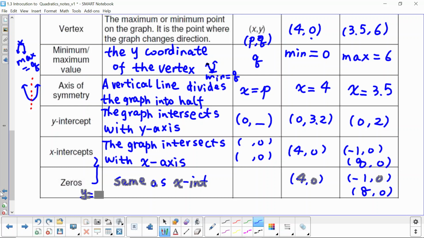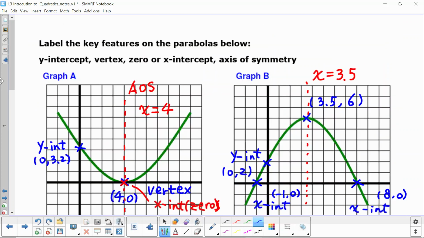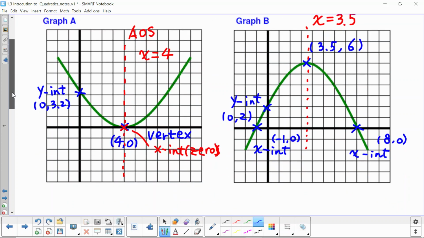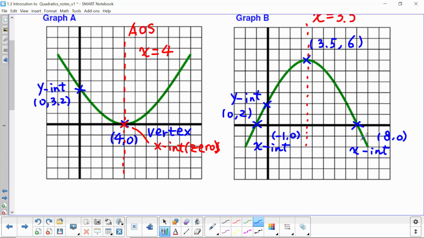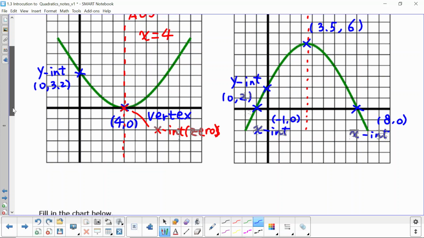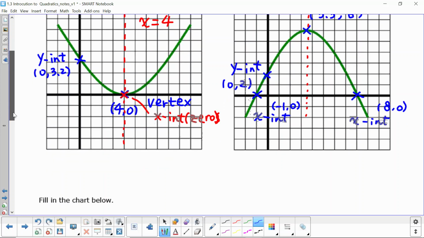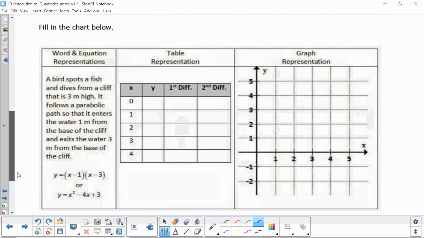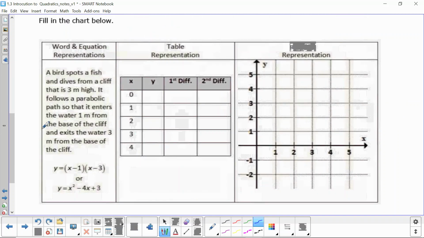Okay, so you need to know all these terms, and you should be able to read the information from a given graph. And now we are going to see a real world application. So a bird spots a fish and dives from a cliff.